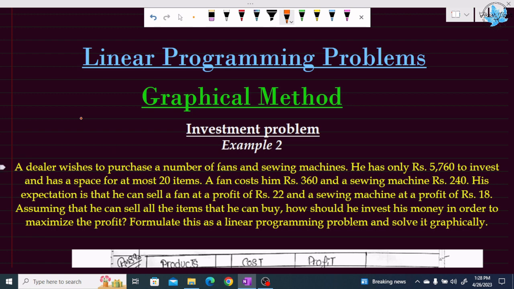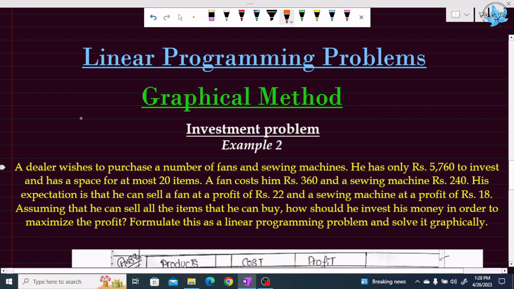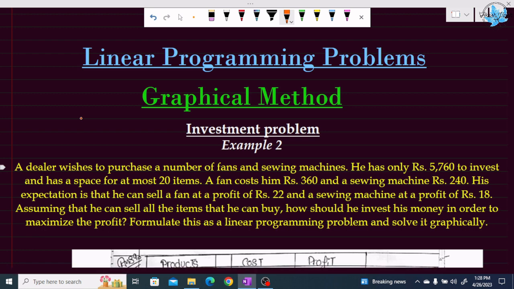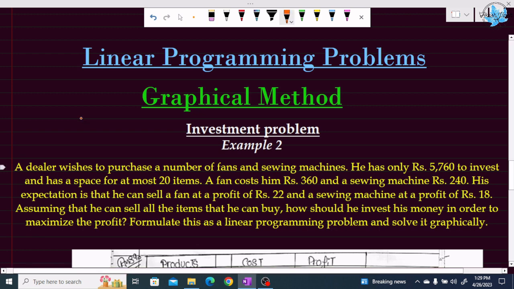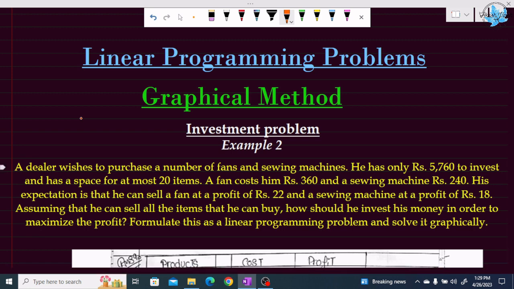Then a fan costs him rupees 360 and a sewing machine costs him 240. That is the cost of the sewing machine and fan given to you. His expectation is that he can sell a fan at a profit of rupees 22 and a sewing machine at a profit of rupees 18. The profit on fan and sewing machine is given to you when he sells, and he assumed that he can sell all the items that he can buy. Then how should he invest his money in order to maximize the profit?